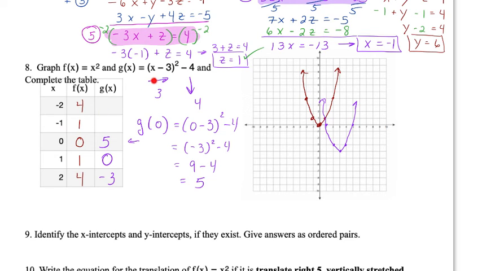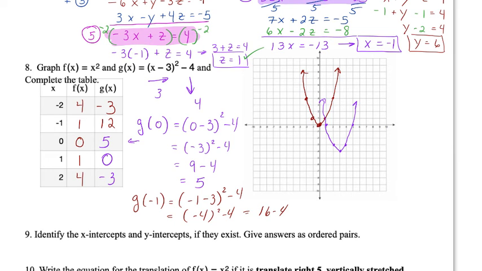When x is -1, so let's put a -1 in there. G of -1 would be -1 minus 3 squared minus 4. -4 squared minus 4, which is 16 minus 4, which gives you 12. And then our last one, we'd have to put a 4 in here. This will be easy. 4 minus 3 is 1. 1 squared is 1, so it's 1 minus 4, -3.